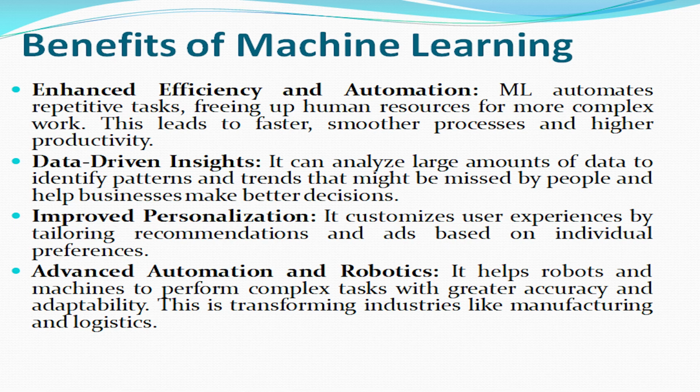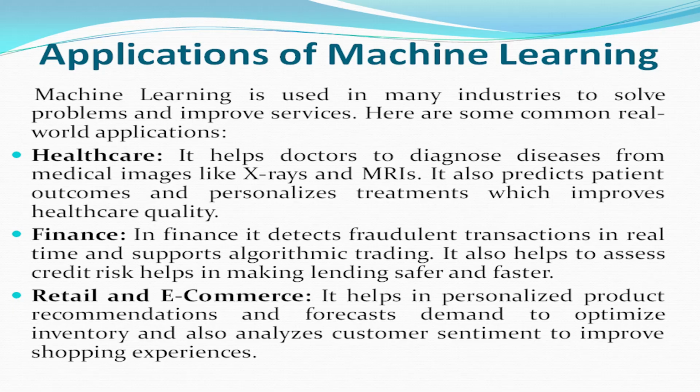Improved personalization. It customizes user experience by tailoring recommendations and ads based on individual preference. Advanced automation and robotics. It helps robots and machines perform complex tasks with greater accuracy and adaptability. This is transforming industries like manufacturing and logistics.